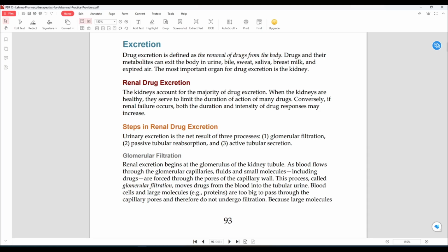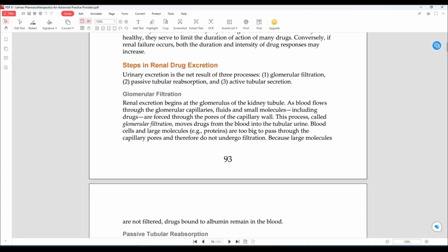When the kidneys are healthy, they serve to limit the duration of action of many drugs. Conversely, if renal failure occurs, both the duration and intensity of drug responses may increase. Steps in renal drug excretion: urinary excretion is the net result of three processes: glomerular filtration, passive tubular reabsorption, and active tubular secretion.